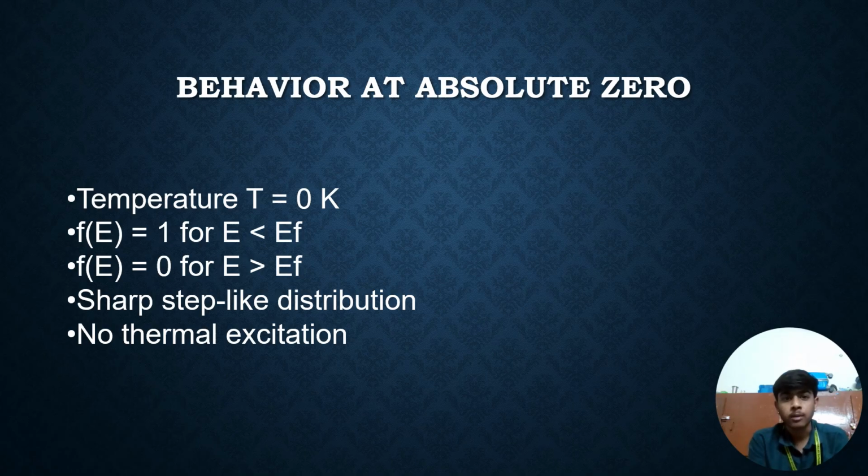Let us know about behavior at absolute zero. At temperature T equal to 0 K, if E is less than EF, f of E is equal to 1, and for E greater than EF, f of E is equal to 0. It gives a sharp step-like distribution, with no thermal excitation.